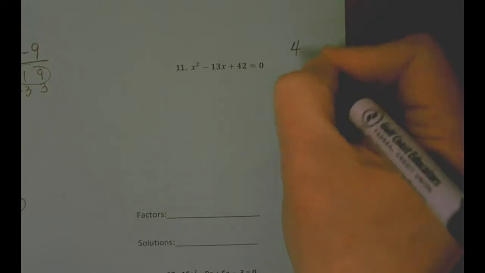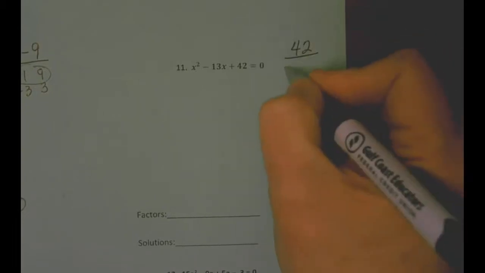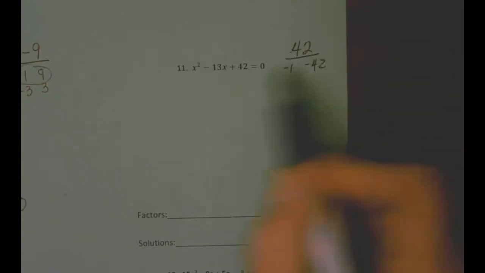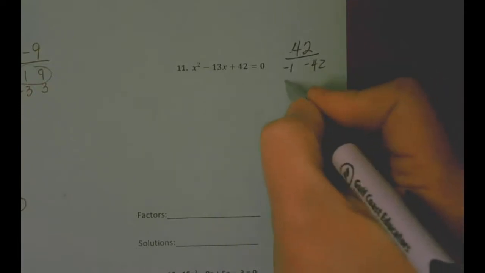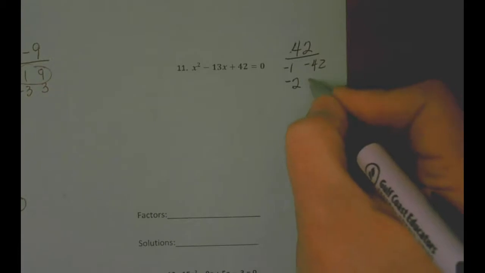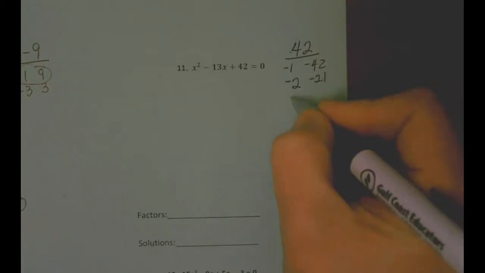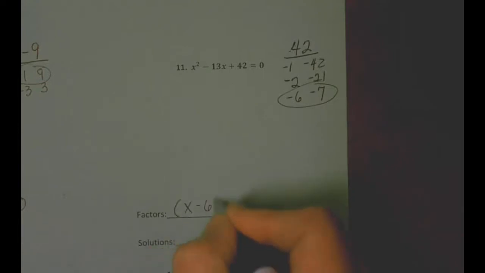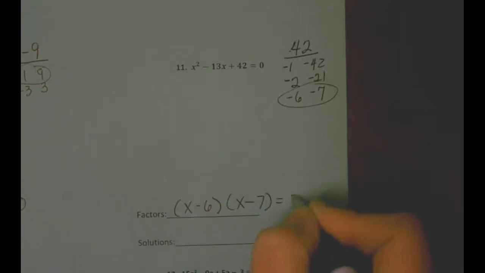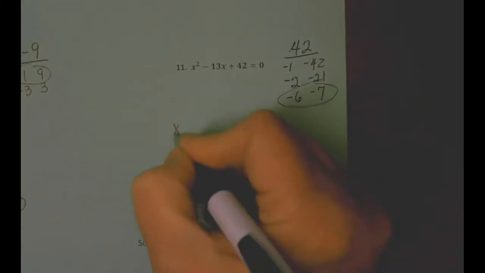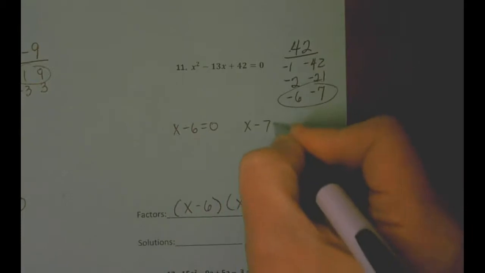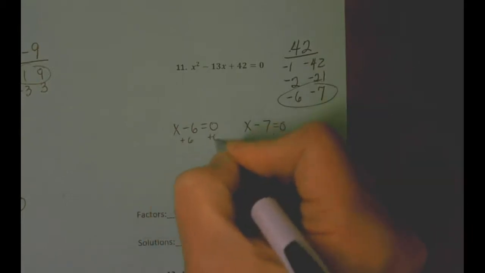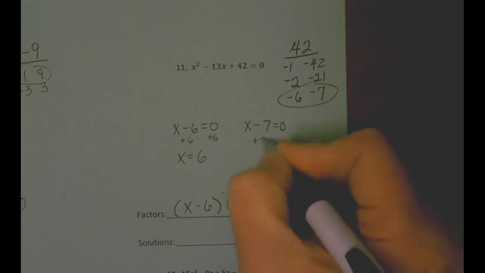The factors of 42 are negative 1 and negative 42. This is positive 42, so the signs have to be the same. This is negative, so I'm going to need some negative numbers, and so 2 would be negative 21, and negative 6 times negative 7, and that's the pair that I'm going to need. The factors will be, and to solve them, you put them equal to 0 and add 6 to both sides. Add 7 to both sides.